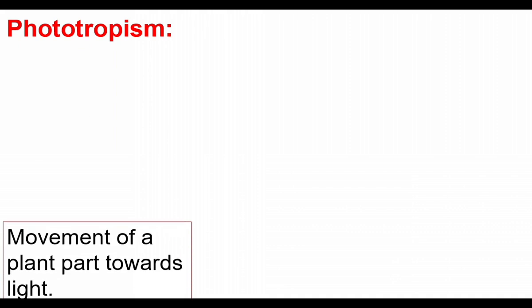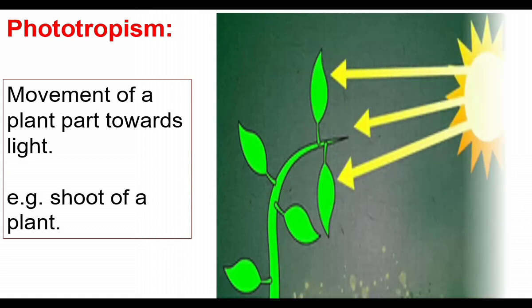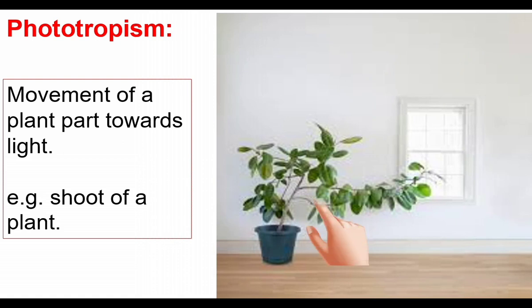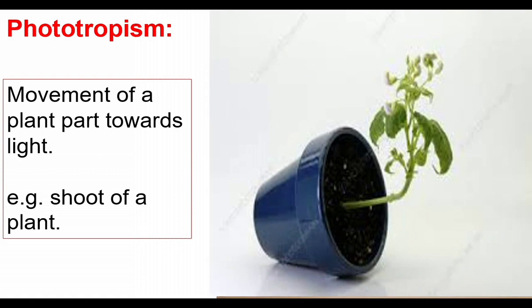Photo means light. Movement of a plant part towards light is phototropism. Example, the shoot system moves towards light. The stem grows towards light. If we keep a potted plant near the window, the branches bend and grow towards light. Here the movement involves growth. Tropism involves growth. When we keep the potted plant horizontally, it will bend and grow towards the direction of light.